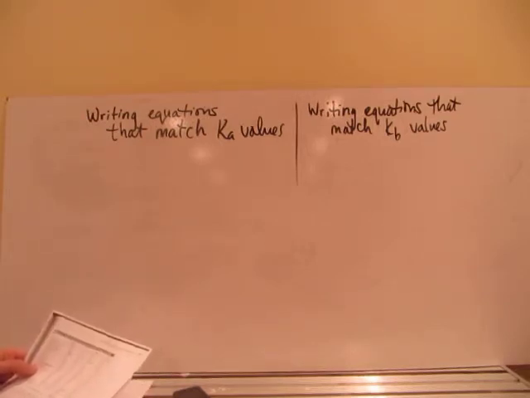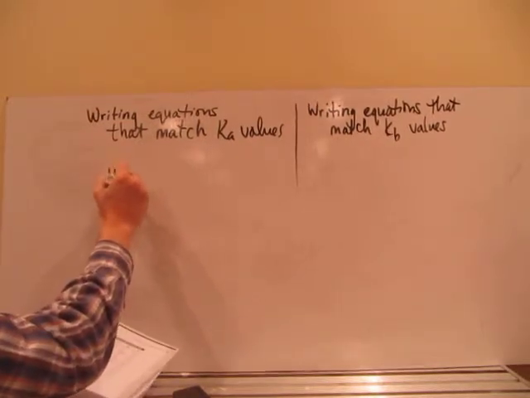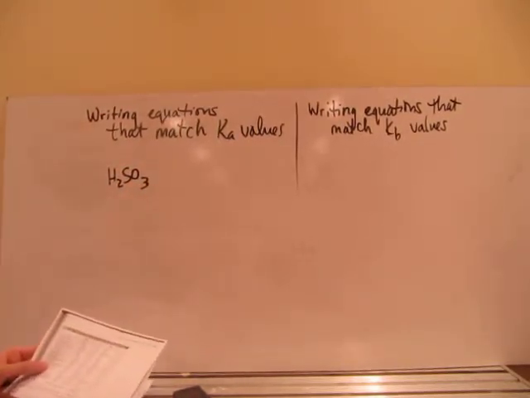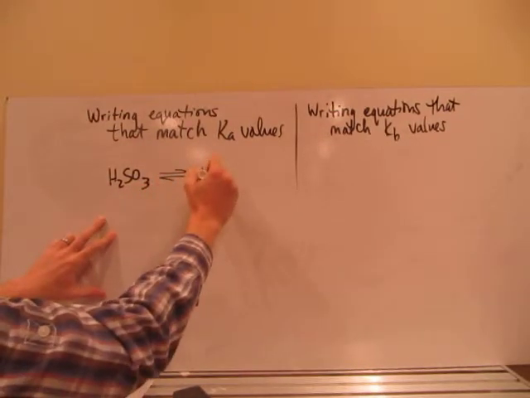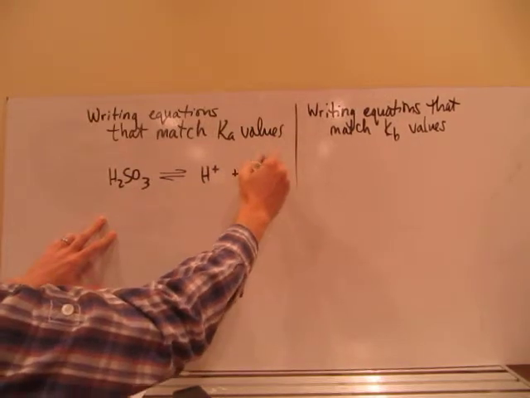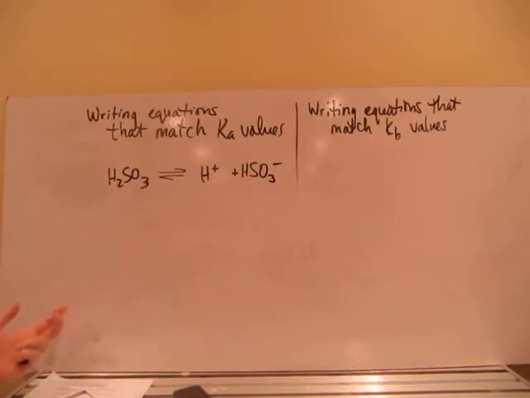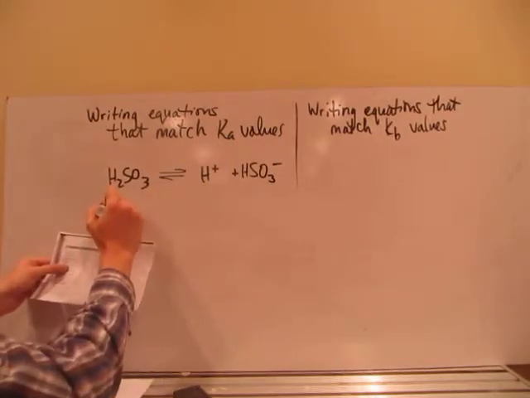So for example, sulfurous acid. This has a value listed on the table. The value listed on the table is associated with this thing giving up a proton in water. This is just water. So that's your expression, or that's your equation. All right, so you pick any of these. You look at formic acid. Formic acid, H.